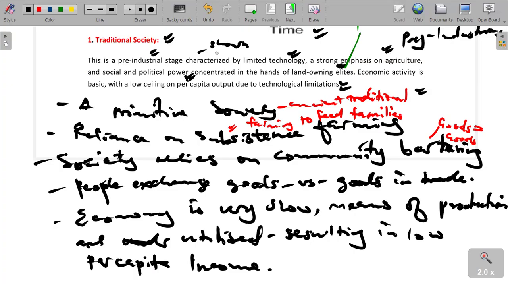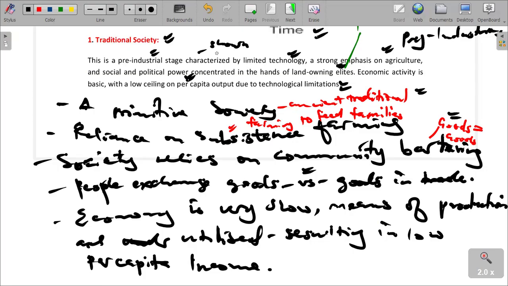Subsistence, meaning to say that the farmers are just not commercial oriented. They are not involved in buying and selling. They are only doing it basically to feed their own families. So society relies on community bartering. People exchange goods for goods. Goods are exchanged against each other in terms of trade.